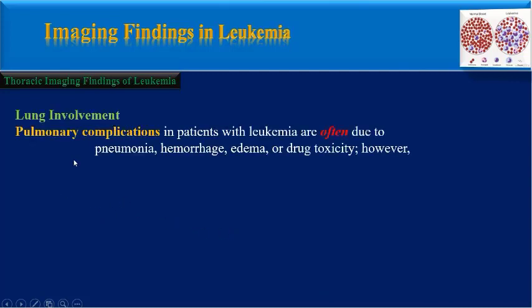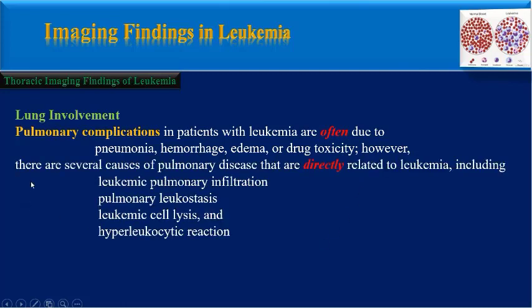Pulmonary complications in patients with leukemia are often due to pneumonia, hemorrhage, edema, or drug toxicity. However, there are several causes of pulmonary disease that are directly related to leukemia, including leukemic pulmonary infiltration, pulmonary leukostasis, leukemic cell lysis, and hyperleukocytic reaction. The first part is leukemic pulmonary infiltration.